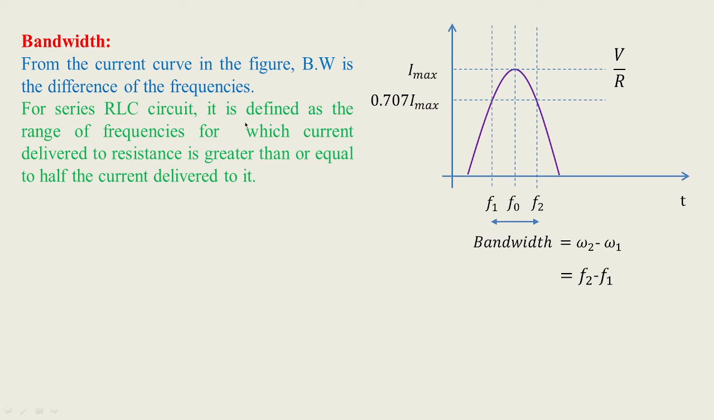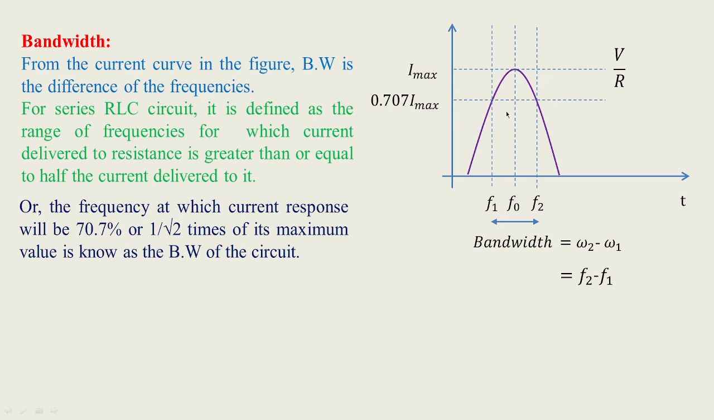So for this series RLC circuit, the bandwidth is defined as a range of frequency for which the current delivered to resistance is greater than or equal to half of the current delivered to it. So from F1 to F2, you can set a bandwidth. Or in this case, the frequency at which the current response will be 70.7% or 1 by root 2 times of the maximum value is known as the bandwidth of the circuit. So this is how the telecommunication field is dependent upon the concept of resonance. From an application point of view, telecommunication is the main application of the bandwidth under resonance.